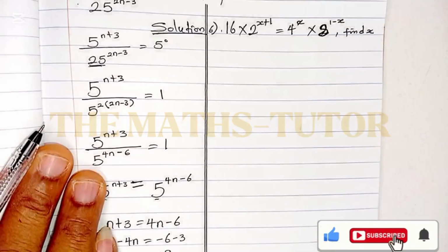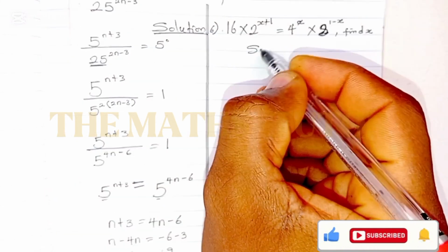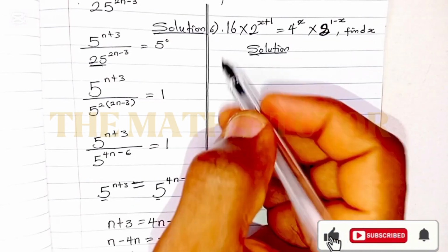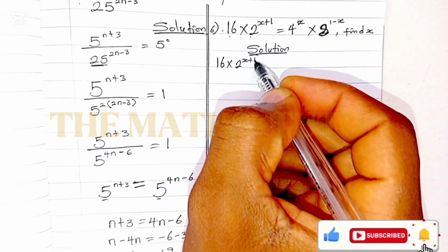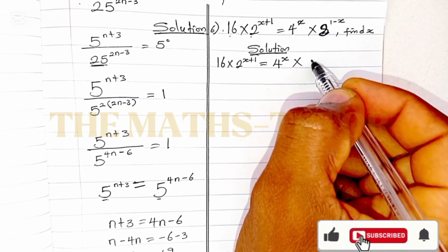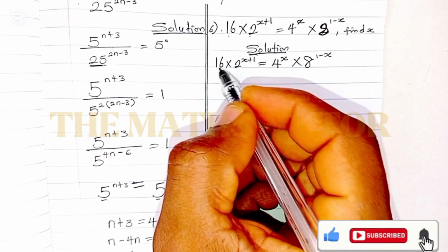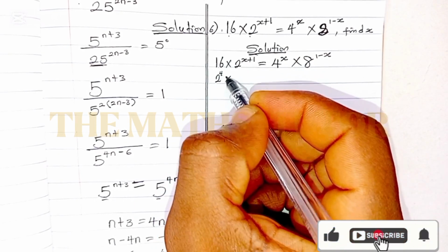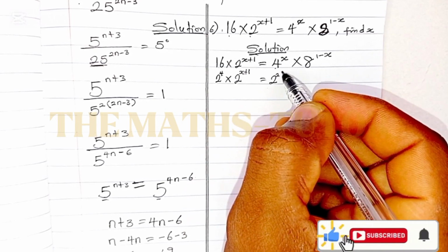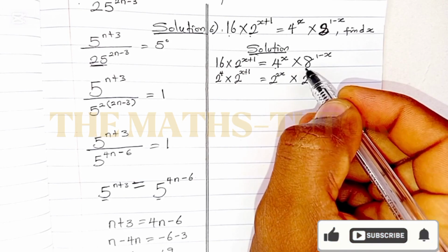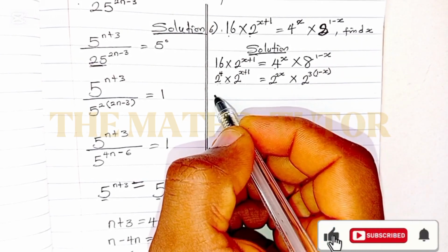In this next example, we can express every value in that as a base of 2. 16 as a base of 2, 4 as a base of 2, 8 as a base of 2. So 16 as a base of 2 will give us 2 raised to power 4, while 4 to the base of 2 will be 2 raised to power 2, and then 8 to the base of 2 will give us 2 raised to power 3.